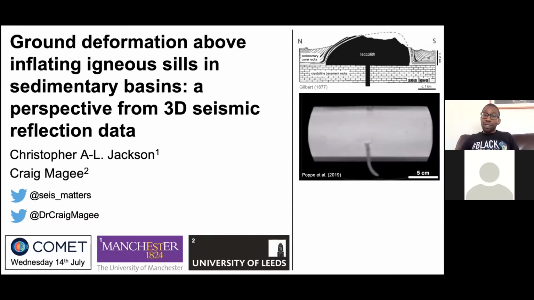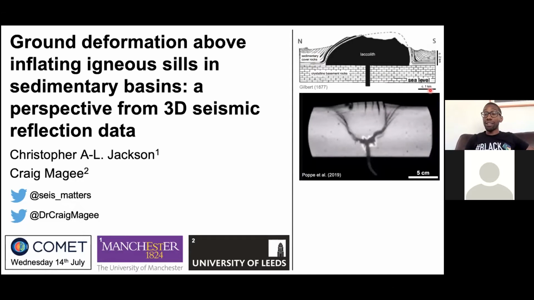So let's get off with some definitions. What are we talking about when we talk about igneous sills, ground deformation, and 3D seismic reflection data? So as you'll see on the right-hand side of this slide is a laccolith body emplaced into these layered sedimentary cover rocks here at the basement cover interface. And this is from the Henry Mountains area in Utah. And you can see the scale in here. A laccolith, which is a couple of kilometers thick and about 5 kilometers basal diameter in this cross section.